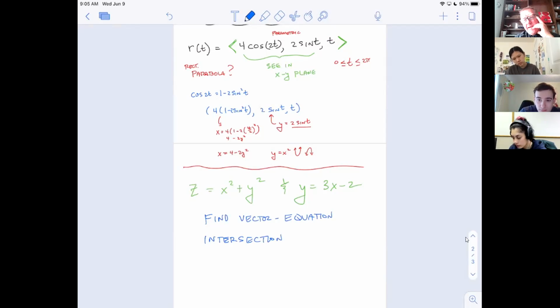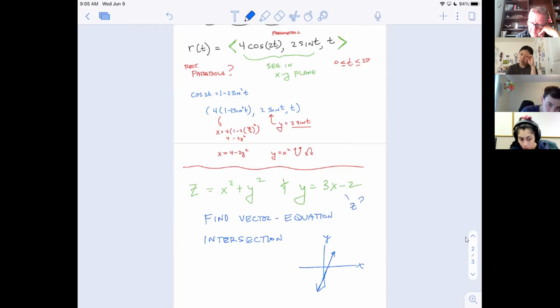Now, I want you to think about what y equals 3x minus 2 is. What's y equals 3x minus 2 in 3D? Notice there's no z in it. What does that mean? Well, you know what 3x minus 2 looks like. It crosses at -2 and it has a slope of 3. So that's the way you think of that line, right? But what did this say z was? Well, it didn't say at all. So what does that mean z is?